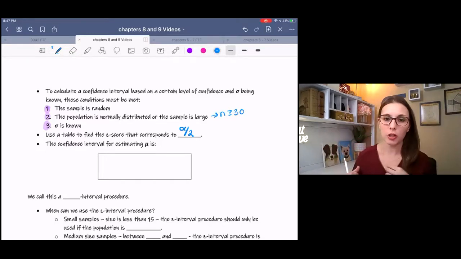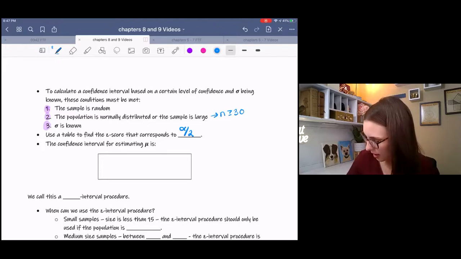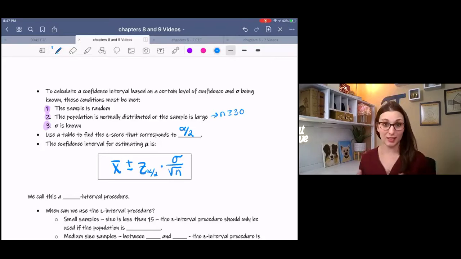And then the formula for a confidence interval for estimating the population mean is x bar plus or minus z sub alpha over 2 times population standard deviation over square root n. That is a lot of variables, okay? But if you can break it apart in little pieces, then you'll realize it's really not that bad. So we have the confidence interval for estimating the population mean. So we don't know the population mean, but we want to get an estimate of maybe where it could be.